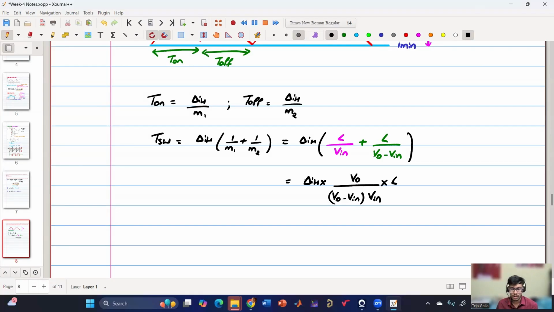Yes, sir. Now what will be the switching frequency? 1 by this expression. So F switching is (V naught minus V in) into V in by V naught into L into delta IH.